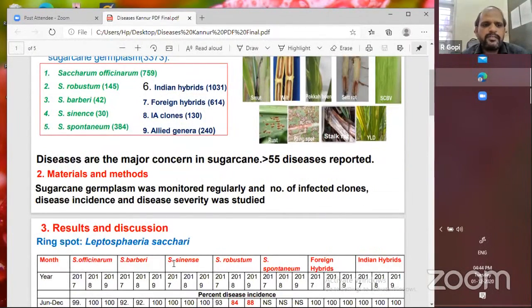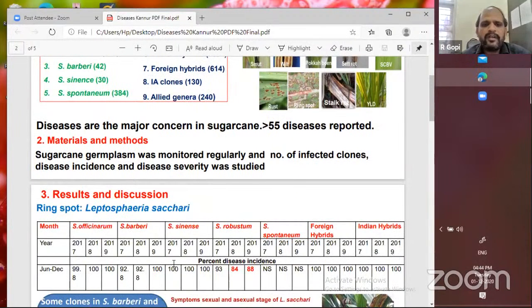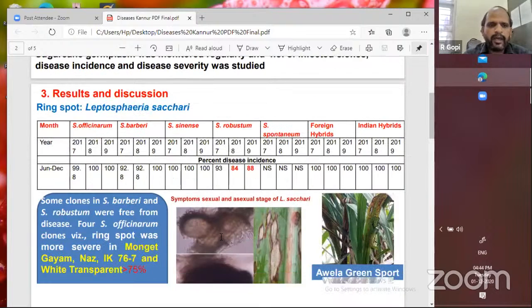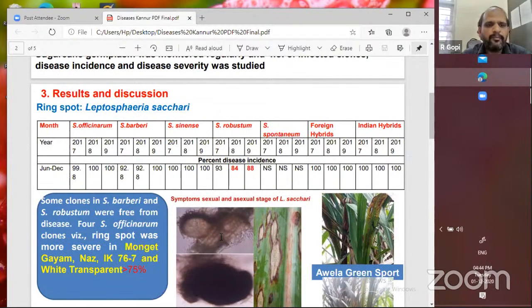So coming to the first disease, this is the most important disease in sugarcane germplasm at Kannur because of high relative humidity and rainfall. It has been observed in almost all the clones, to the extent of 100%. However, only in Saccharum robustum the percent disease incidence was comparatively less when compared to other clones. Some clones in Saccharum barberi and Saccharum robustum were free from this disease in some years.